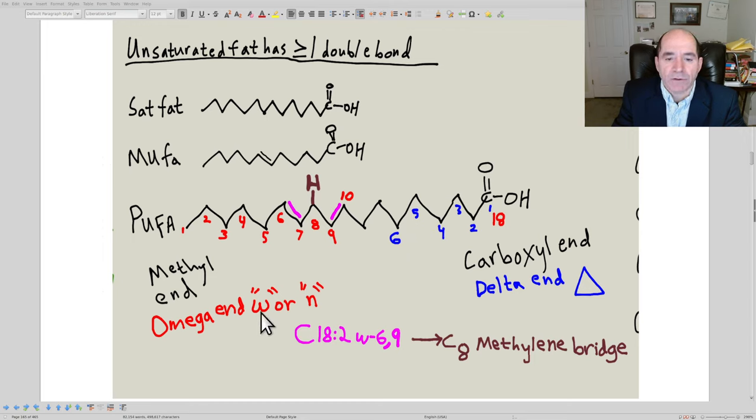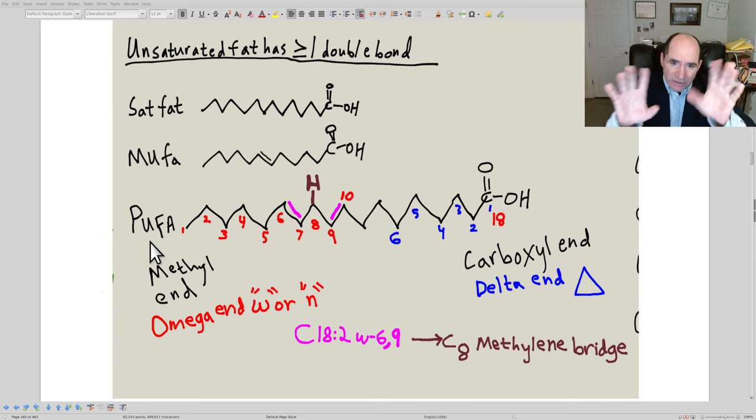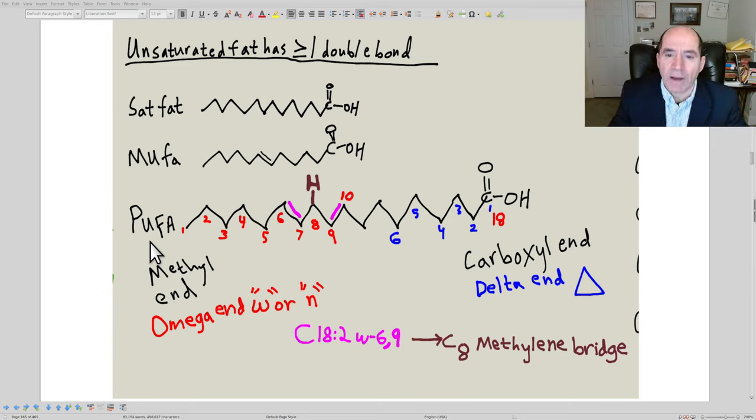Okay, the omega end, also called the W end or the N end. And that's again where we're counting these from. And then we talked about this being the methylene bridge. So that's what you need to know about fatty acids. You need to know sat fat, MUFA, olive oil, PUFA, omega-6 PUFAs, and omega-3 PUFAs. Okay, there's also trans fats, but this is all that you're probably going to hear about. There's always more in biology and medicine and nutrition, but the relevant point is, what do you need to know?